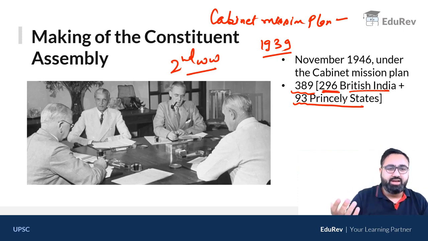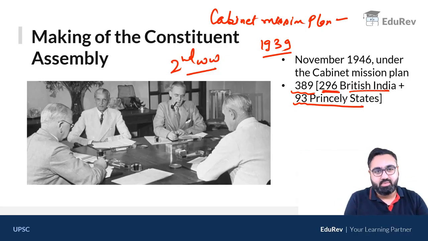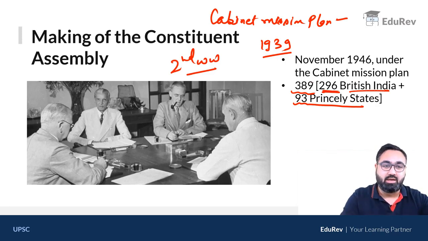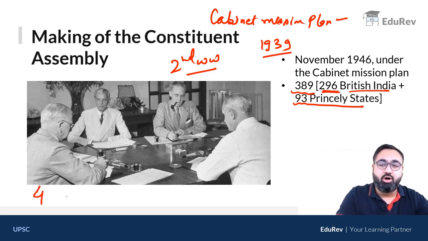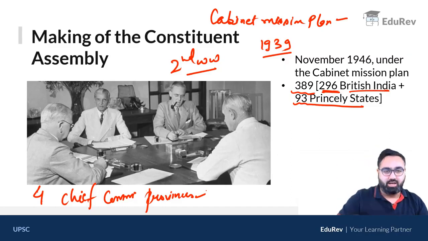So out of 389 members in the Constituent Assembly, 296 had to come from British India, जो British के अंडर था, like Bombay, Madras, Bengal, etc. And 93 had to come from the princely states. ये 296 में से भी, out of these 296, 4 members had to come from the chief commissioner provinces. ब्रिटिश के अपने चीफ कमिश्नर प्रोविंसेस थे 4, very similar to the union territories that we have today. ऐसे 4 चीफ कमिश्नर प्रोविंसेस से लोग आने थे.